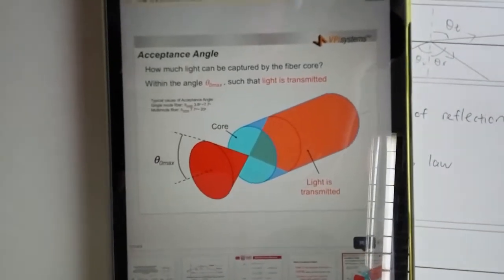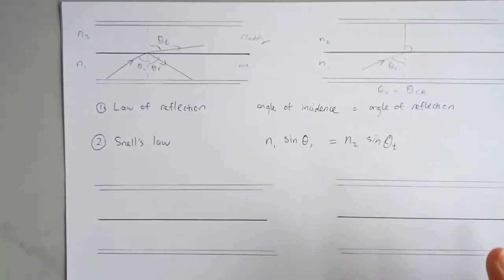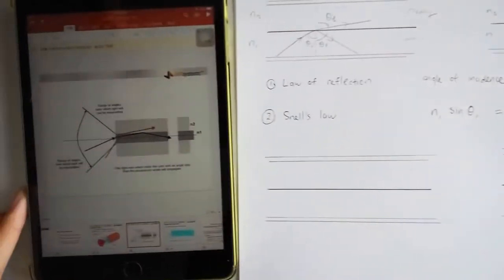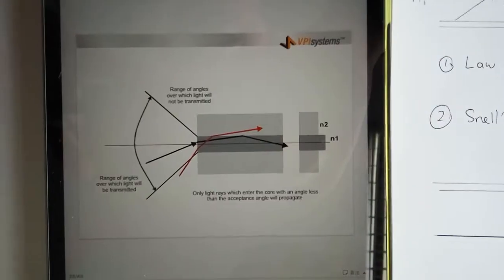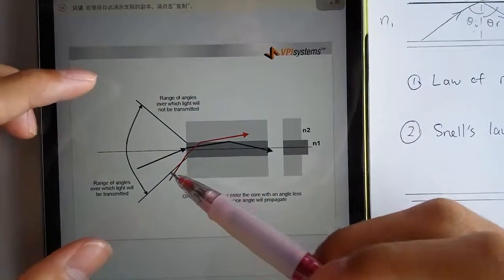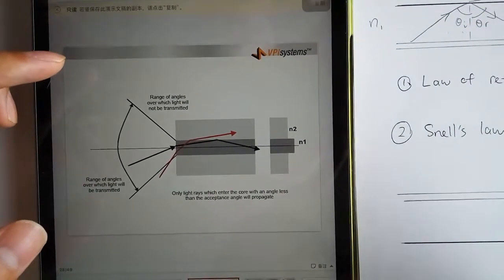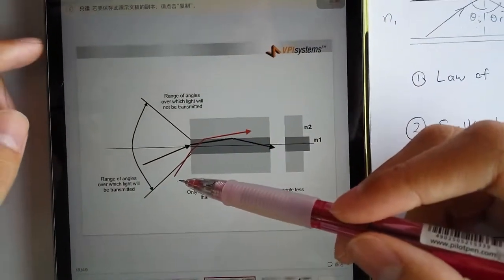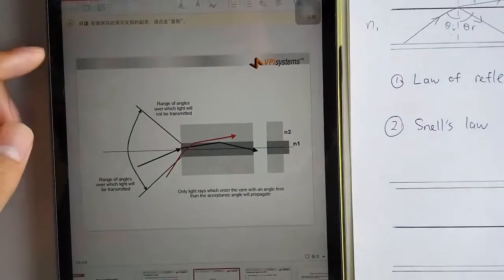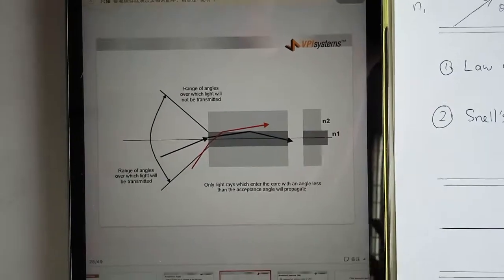With this, we can tell that there is a numerical aperture. This is a further graphic that explains the acceptance angle. We can see that this is a cone. If the light enters inside the cone, it will be reflected. But if the light enters from outside the cone, it will be refracted into the cladding, so total internal reflection cannot work.